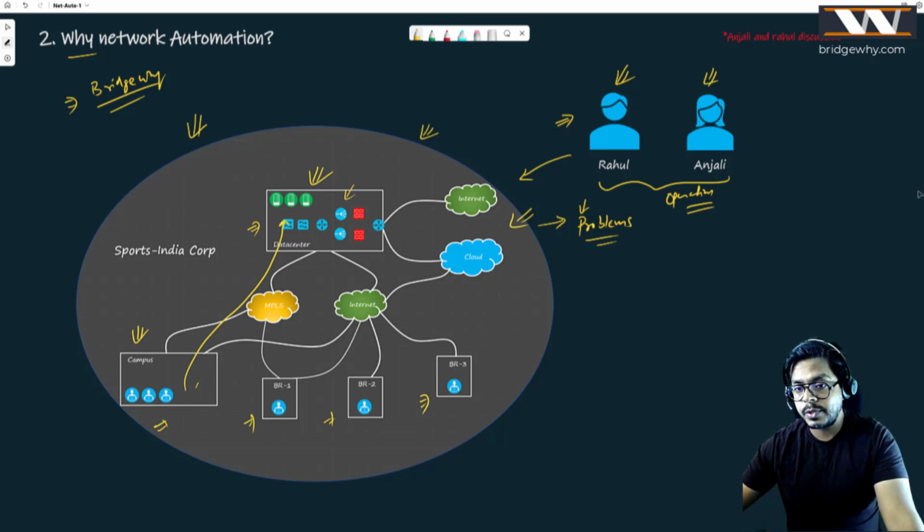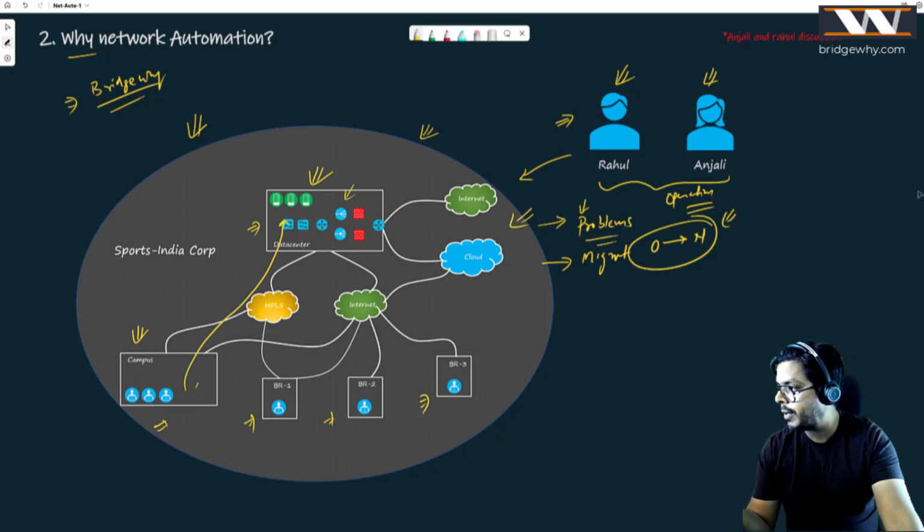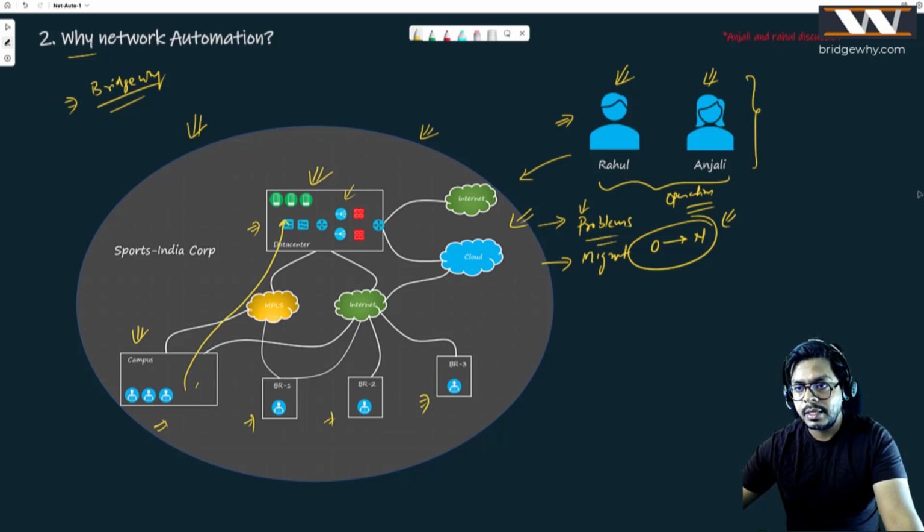Then they also face the problem that if they want to introduce any new technology, then of course they need to migrate from the old technology to the new one. You all know that. I think many of you are part of network operations here, right? You must be going through many migrations. You must be going through many maintenance windows also, right? And these network engineers, believe me, they hardly get time for other things.